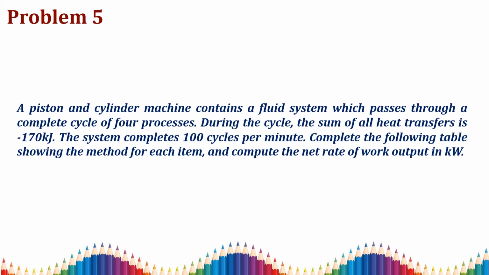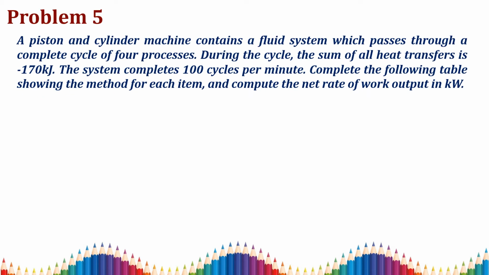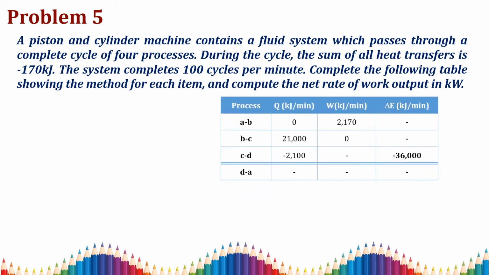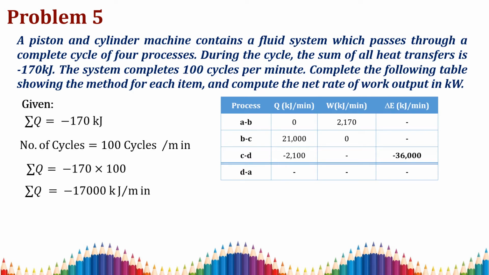Problem 5. A piston and cylinder machine contains a fluid system which passes through a complete cycle of 4 processes. During the cycle, the sum of all heat transfers is 170 kJ. The system completes 100 cycles per minute. Complete the following table showing the method for each item and compute the net rate of work output in kilowatt.